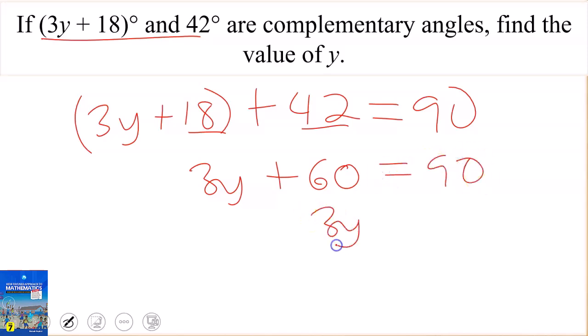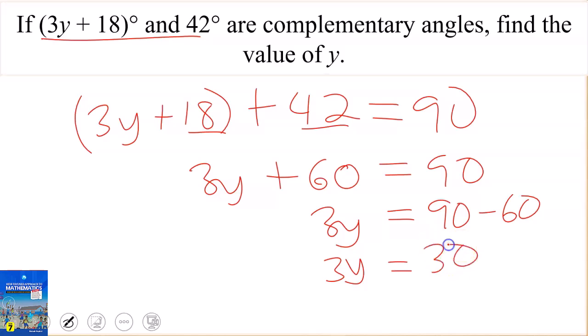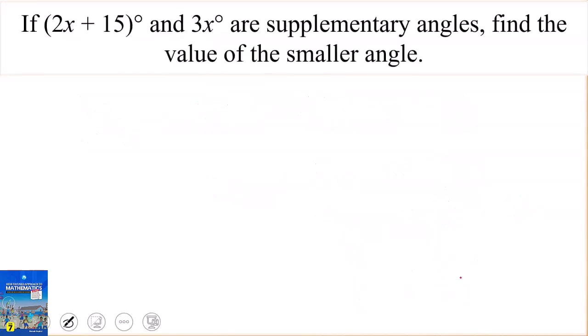So to find the value of y, we have 90 minus 60, and so 3y becomes 30 degrees. If I divide both sides by 3, then I'm going to have y to be 10 degrees. So the value of y in this example is 10. Right. Now let's look at example number 2.